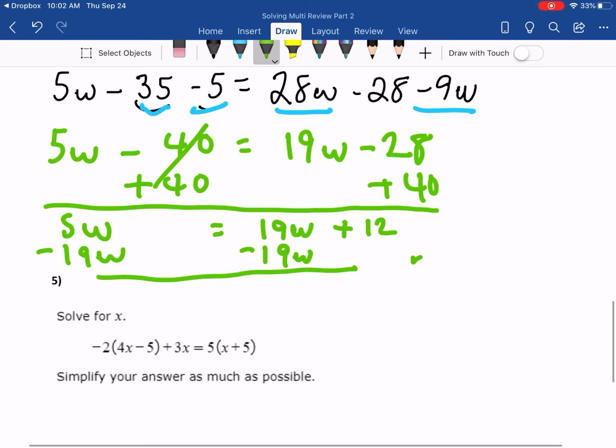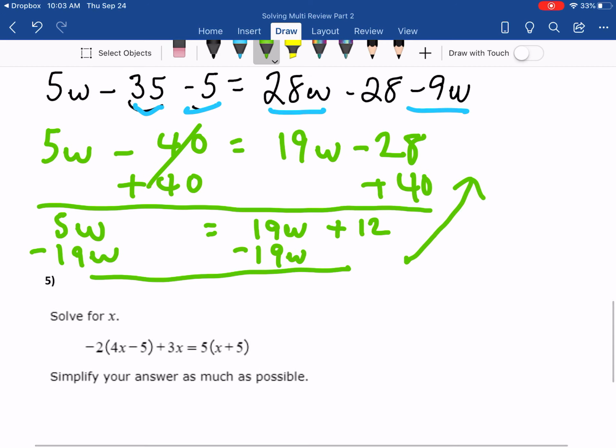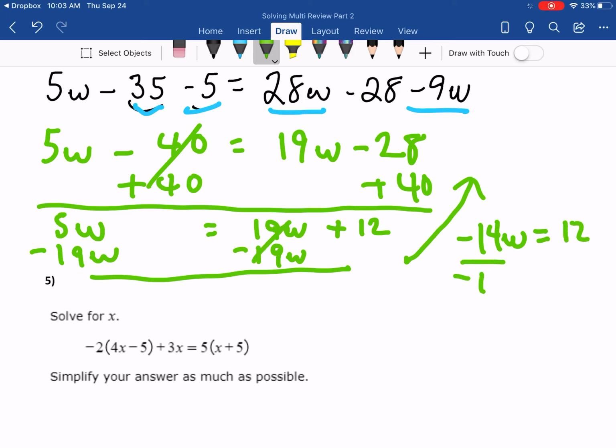Running out of space, so let's move up here. 5w minus 19w is negative 14w. And then on the other side, we have 12. We'll divide each side by negative 14. Of course, 12 isn't divisible by 14, so we're just going to simplify. We're going to leave our answer as a fraction. Don't go to your calculator and get a messy decimal. So 12 and 14 are each divisible by 2. So we'll divide by 2 on top, divide by 2 on the bottom.